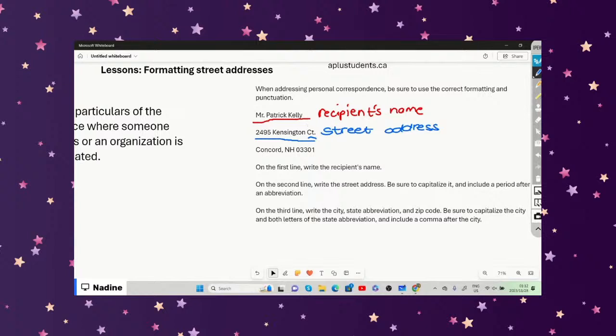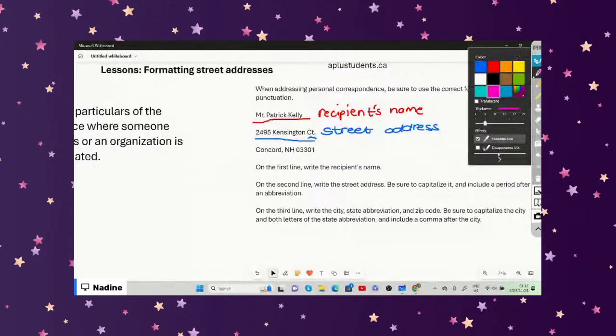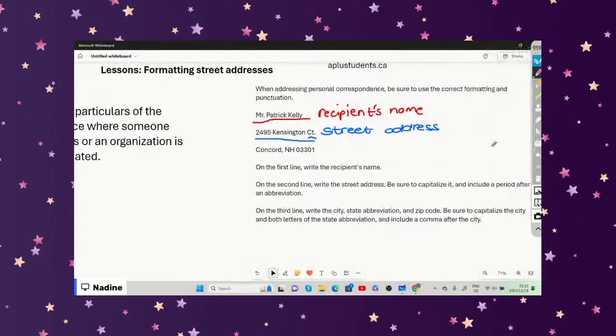Then on the third line of writing your address, right? Or when we are addressing a personal correspondence, and this is of course to someone else. Then on the third line, you need to write down the city, state abbreviation and zip code. So you write first the city, the state, which is abbreviated, as well as the zip code.